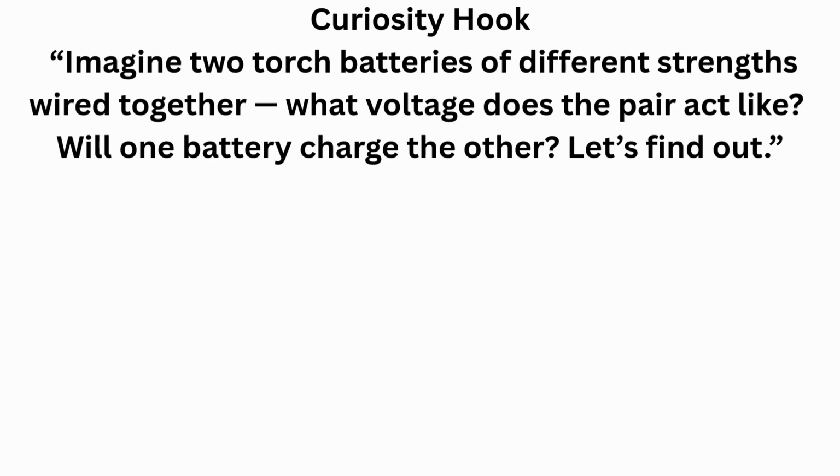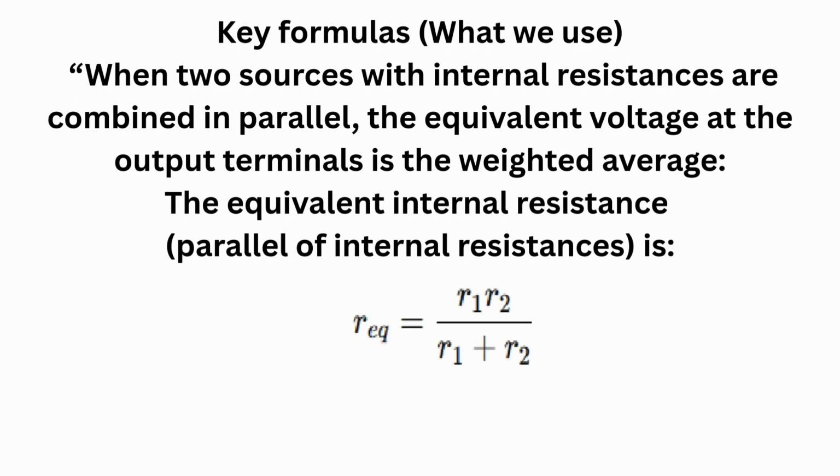Okay. So, imagine two torch batteries of different strength wired together. What voltage does the pair act like? Will one battery charge the other? Let's find out. Actually, this is linked with a real life application. So, the key formulas we want to use here: when two sources with internal resistances are connected in parallel, the equivalent voltage at the output terminal is the weighted average. I think you studied about the weighted average calculation.